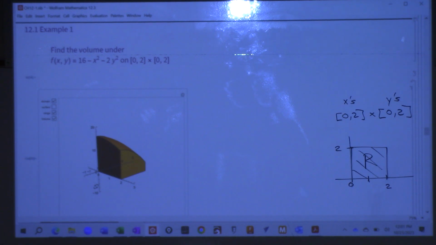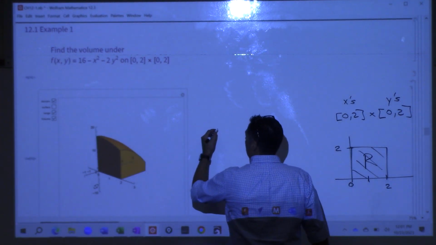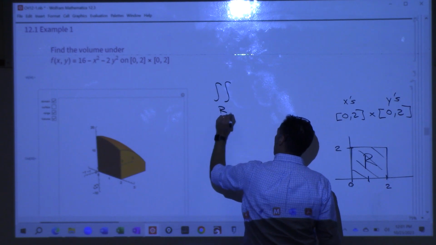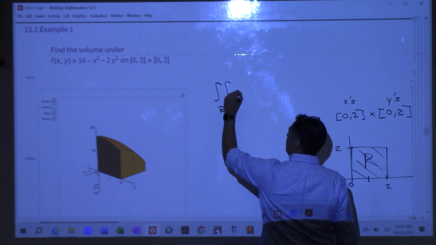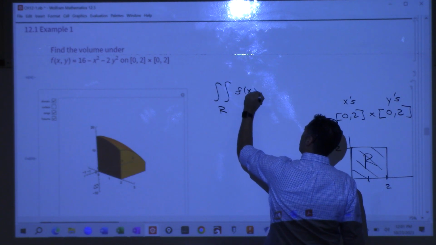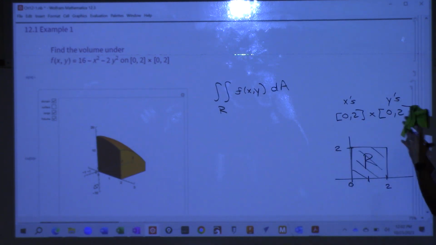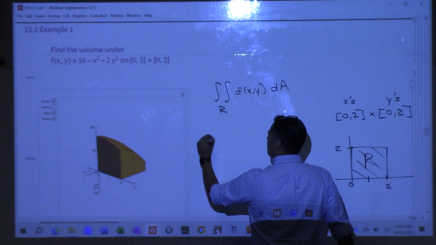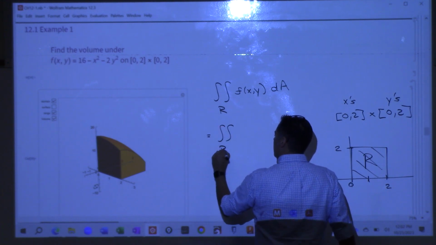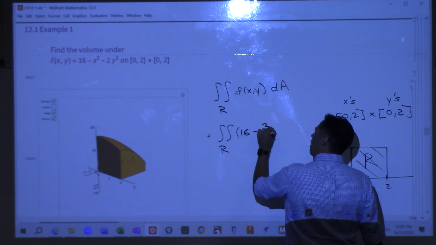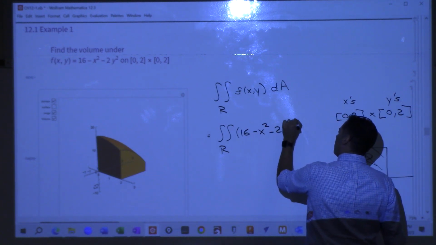All right, you ready? Set it up. What we're doing here is the double integral over the rectangle R of the function f of x,y with respect to area, dA. That's the generic formula that will give us the volume. Now for us, I can change the f of x,y to 16 minus x squared minus 2y squared.